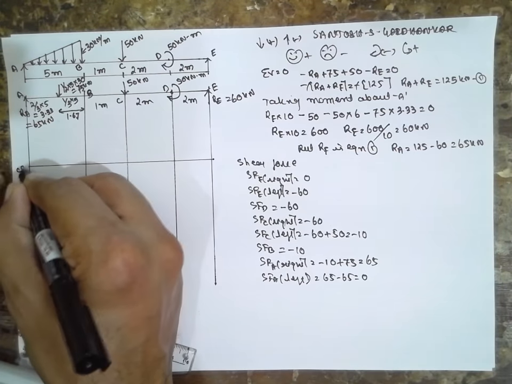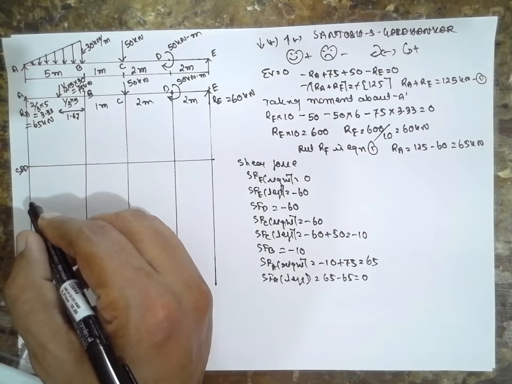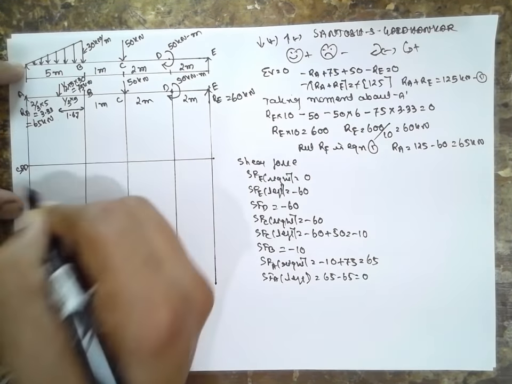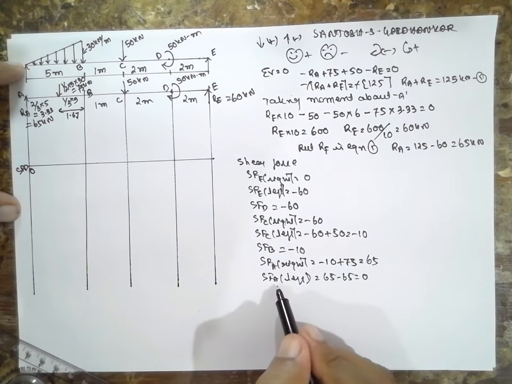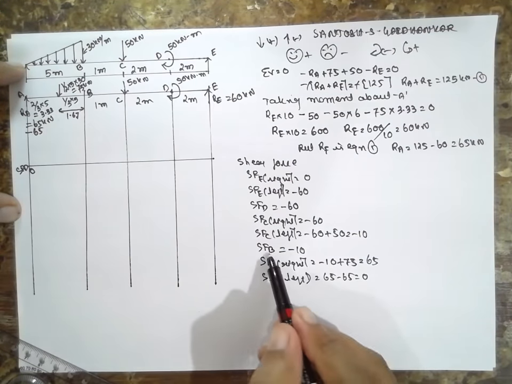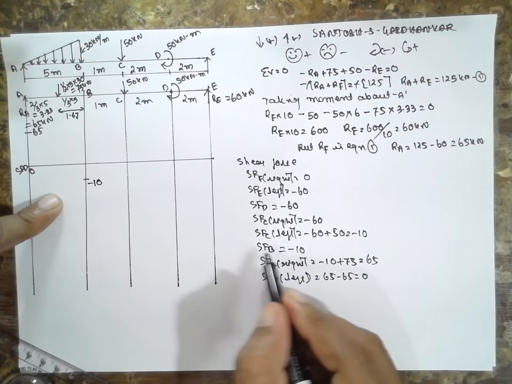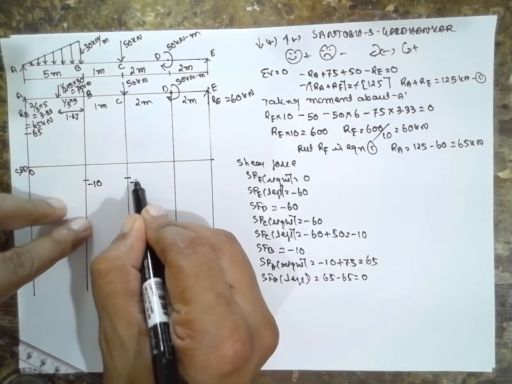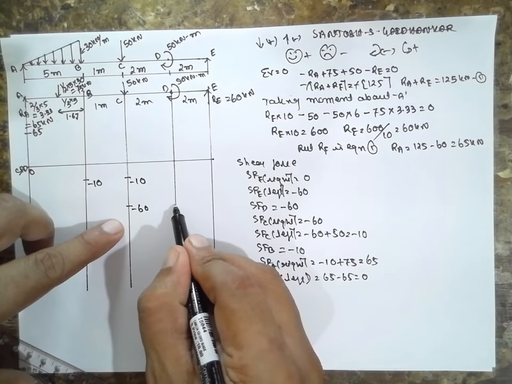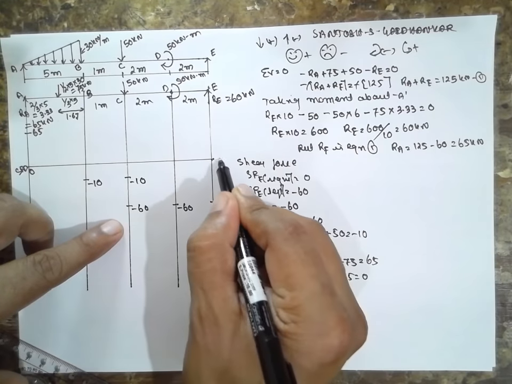Shear force diagram, SFD. Above is positive, below is negative, this is 0. At A is 0 and 65. This is 65 kilonewton. Next at B is minus 10. At C, minus 10. Again at C, minus 60. At D, minus 60. At E, minus 60 and 0.